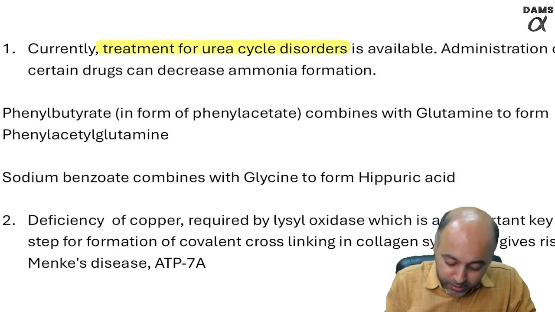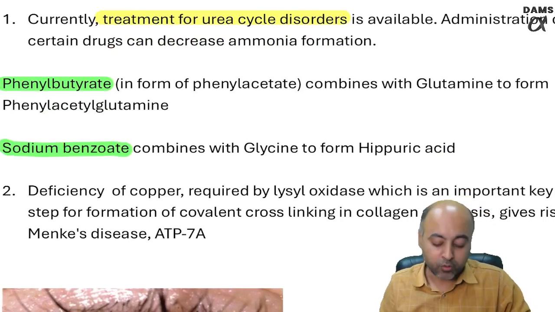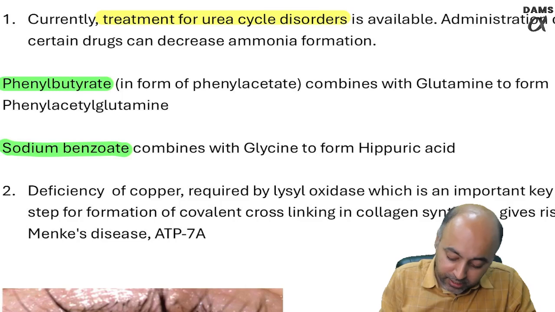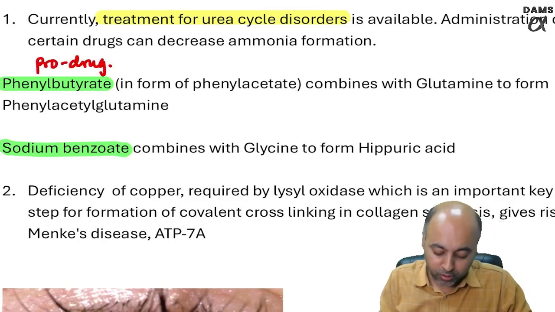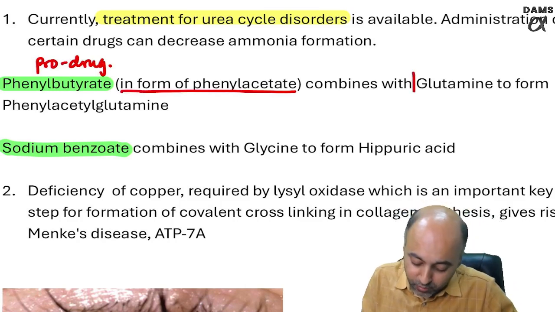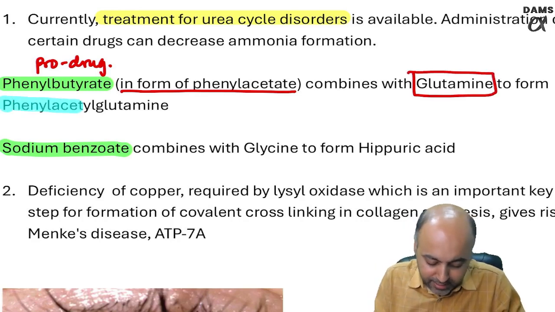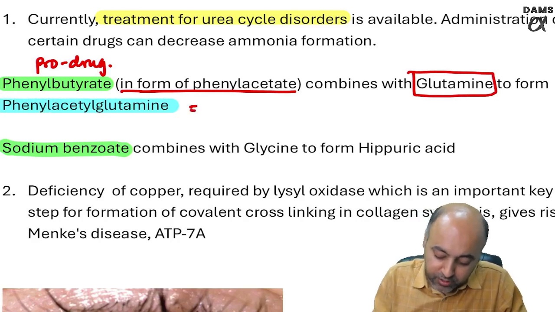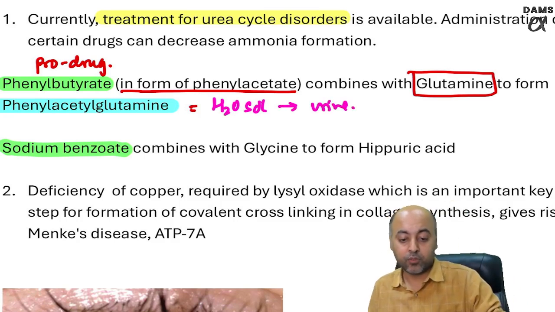The first one being the phenyl butyrate, and the second one being the sodium benzoate. For phenyl butyrate, you have to remember that it is actually a prodrug. It is not the active molecule. It first gets converted into the phenyl acetate, which then combines with glutamine. The end result is the phenyl acetyl glutamine, which is readily water soluble and therefore excreted in the urine.